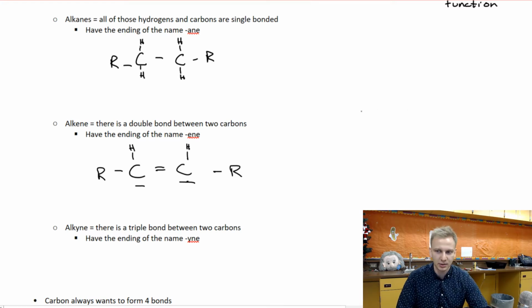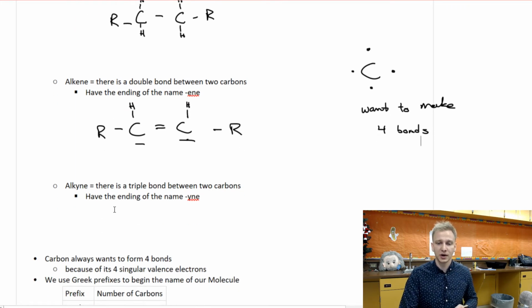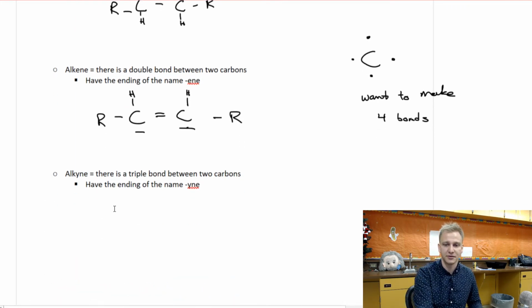Reason being that carbon, being the backbone of everything, we need to memorize and know the fact that carbon has 4 valence electrons. So in other words, it'll want to make 4 bonds. Now that can be a double bond between something, it can be a triple bond between something, but ultimately we want to see 4 bonds coming off of our carbon.